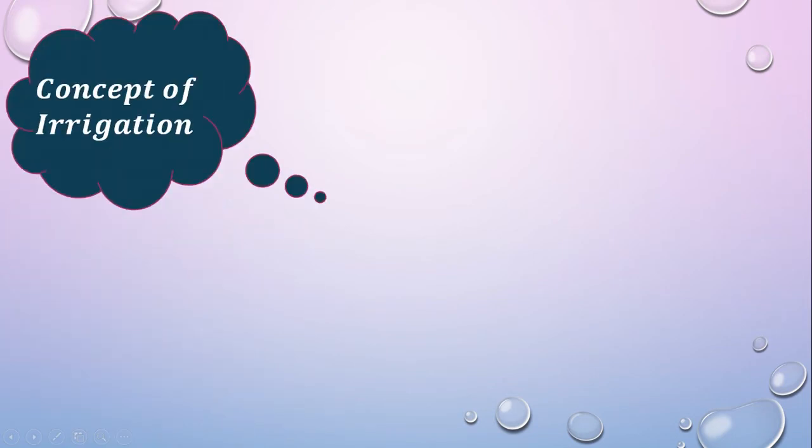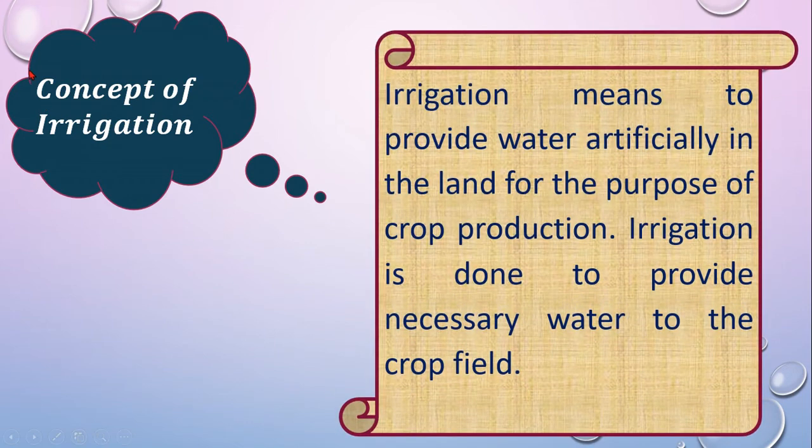Now, concepts of irrigation. What is irrigation? Another name is applying water. So irrigation means to provide water artificially in the land for the purpose of crop production. Irrigation is done to provide necessary water to the crop field.